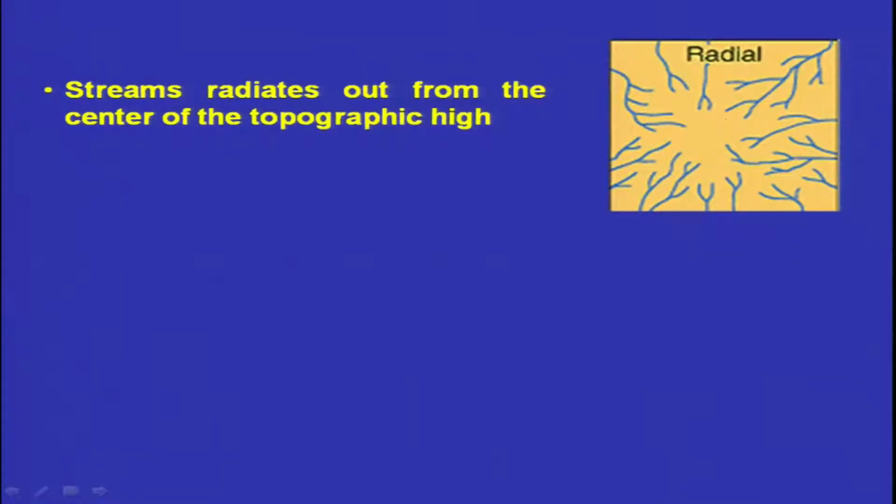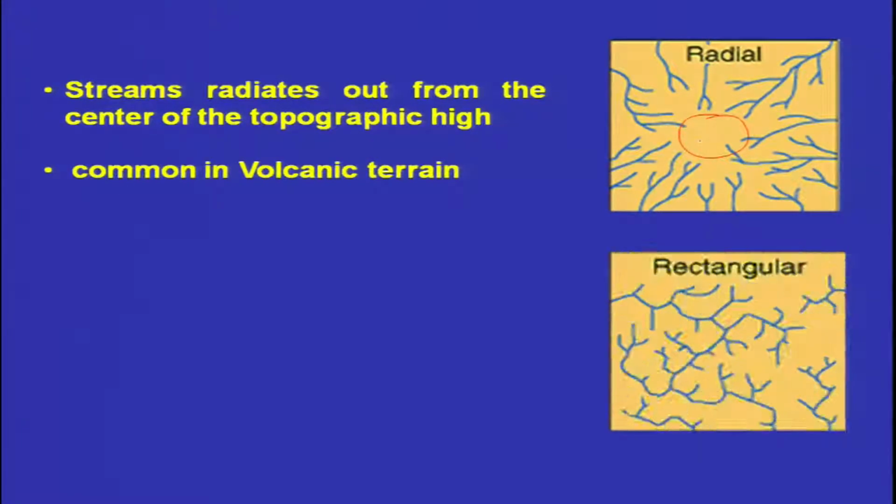Coming to another one, radial. So, the center portion is elevated here, this is the higher place. So, streams radiate out from the center of the topographic high, common in volcanic terrains.